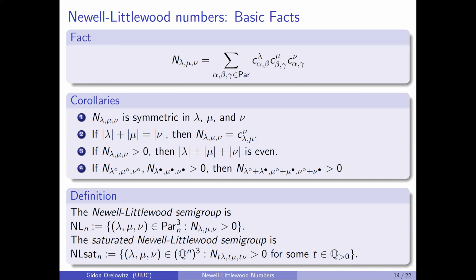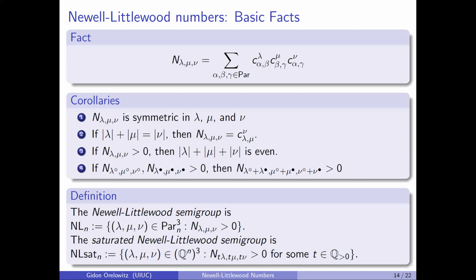Also, if we say that lambda plus mu is equal to nu, if you add that restriction, you actually recover the original Littlewood-Richardson coefficients. So these are not just an analog of them for other types. These are actually an extension of them. So we would expect any facts that are true about the Newell-Littlewood numbers to somehow restrict down to being facts about the Littlewood-Richardson coefficients.